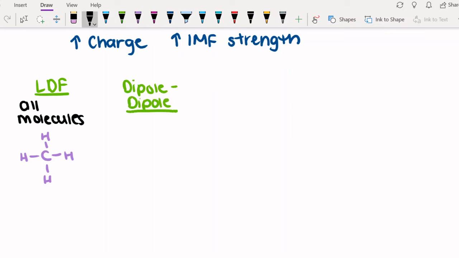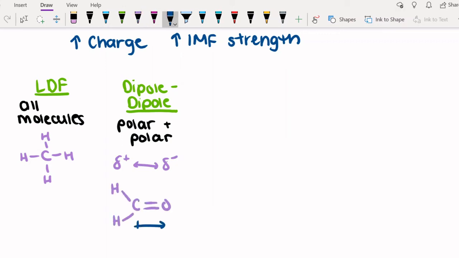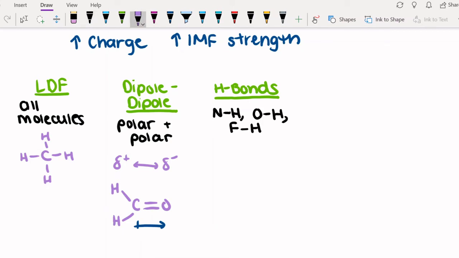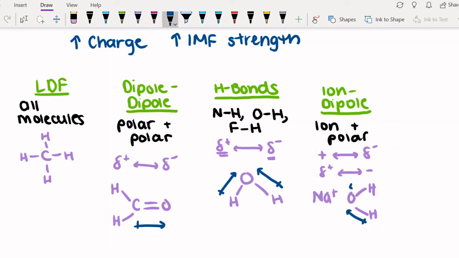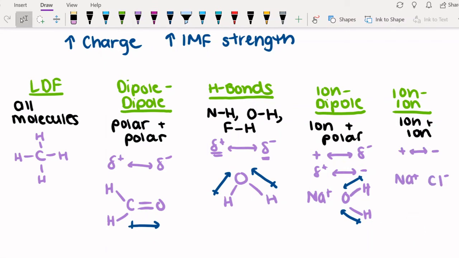Next, dipole-dipole interactions involve polar molecules, which have a slight positive and a slight negative charge, creating a dipole. Hydrogen bonds are like dipole-dipole interactions, but they involve really polar bonds: NH, OH, and FH. Ion-dipole interactions exist between an ion with a negative or positive charge and a polar molecule. Ion-ion interactions exist between a positively charged ion and a negatively charged ion.